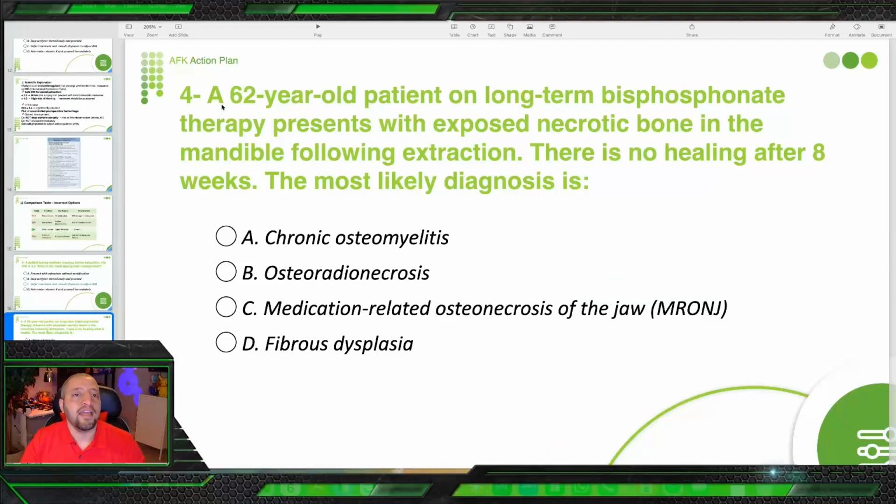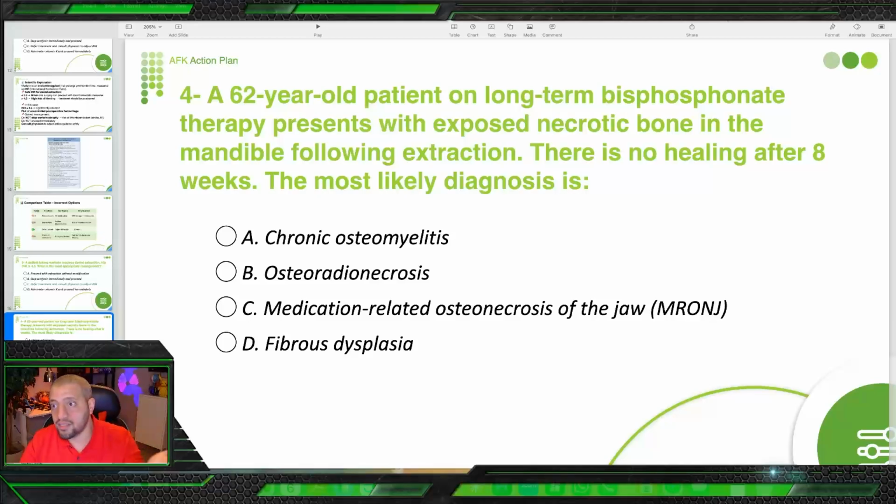Next question. A 62-year-old patient on long-term bisphosphonate therapy presents with exposed necrotic bone in the mandible following extraction. There is no healing after 8 weeks. What is the likely diagnosis? Chronic osteomyelitis, osteoradionecrosis, medication-related osteonecrosis of the jaw, which is MRONJ, or fibrous dysplasia. The question is easy and the answer is C, but I would like to invest some time to understand this condition and its management.